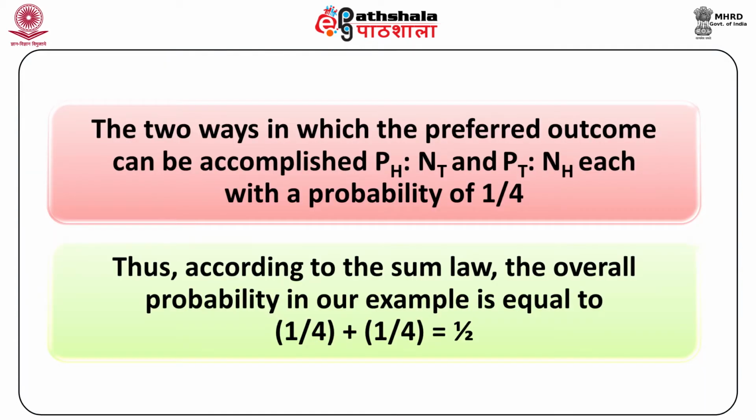For example, what is the probability of tossing a penny and nickel and obtaining one head and one tail? In such a case, we do not care whether it is the penny or the nickel that comes up heads, provided that the other coin has the alternative outcome too. There are two ways in which the desired outcome can be accomplished. One is PH and NT, and the other is PT and NH, each with a probability of 1/4. Thus, according to the sum law, the overall probability in our example is equal to 1/4 plus 1/4, which is equivalent to 1/2.